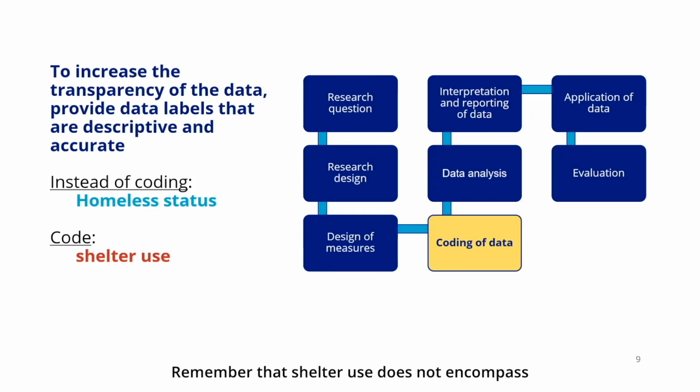Remember that shelter use does not encompass all forms of homelessness, and using shelter use data as a proxy for homelessness may lead to underestimating homeless risk for certain vulnerable groups, thus leading to bias in analytics and subsequent social service allocation.